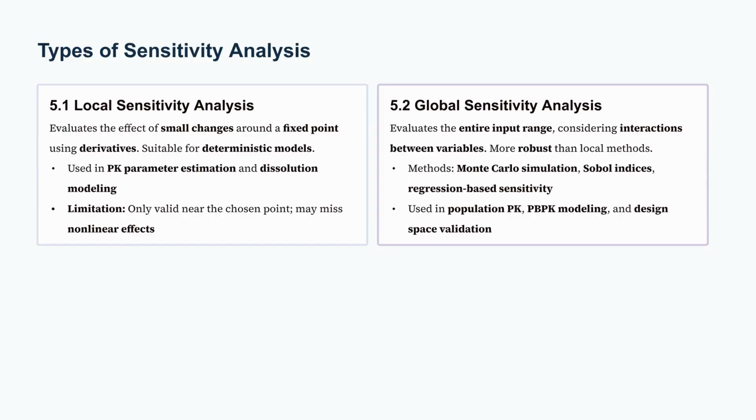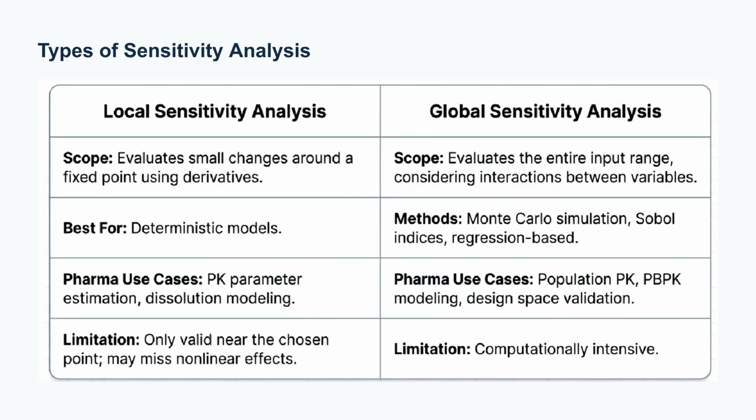The two main types are local and global sensitivity analysis. Local analysis uses derivatives for small changes around a fixed point, suitable for deterministic models. Global analysis evaluates the entire input range, considering interactions, and is more robust. Local analysis is best for deterministic models, like PK parameter estimation, but may miss nonlinear effects. Global analysis uses methods like Monte Carlo simulation and is applied in PBPK modeling, but it is computationally intensive.